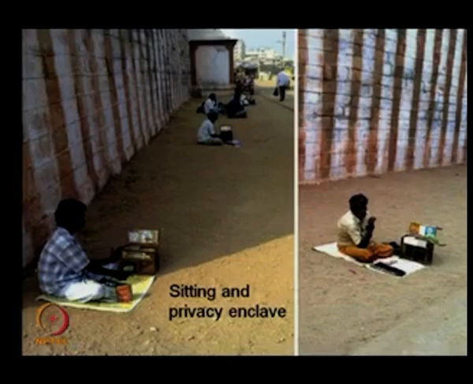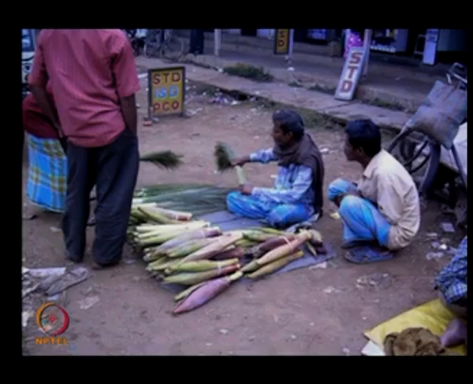Sometimes like that, sitting and privacy enclave. Now, this is a vast area in a temple front space where there is no demarcation, but the person is sitting and he has kept all his work equipment in such a position that it gives a privacy feeling. So, what would be the relation between this space and this privacy space? What would be the relation area wise? Like this. Another example of that.